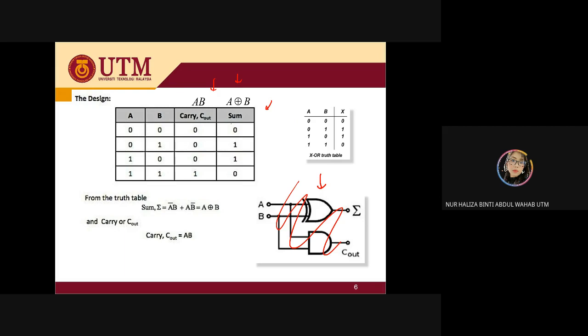We have the output of carry out. Okay, carry out, I can see here we have this as a 1. Then our SOP will be A dot B equal to C out. This is our equation. Then we know our C out will be A and B.